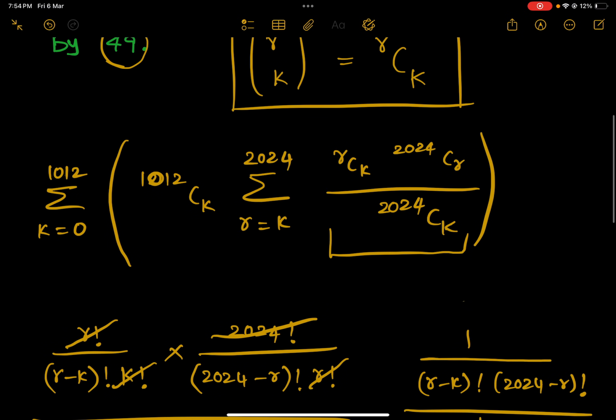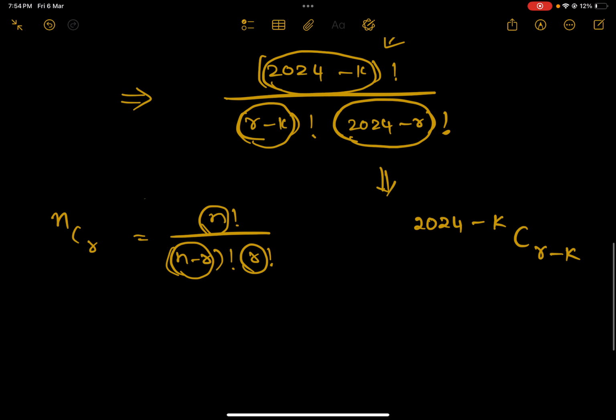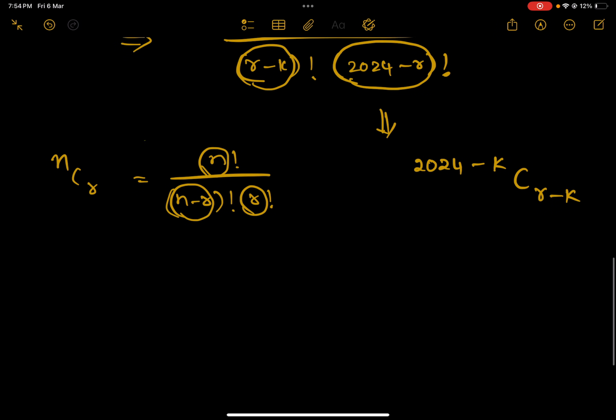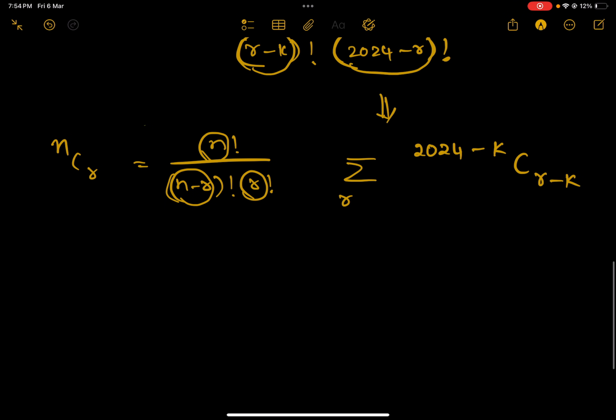So this is what you are getting. All right. So this is what you have, and we computed this term. So we have to apply this summation, r equals k to 2024.